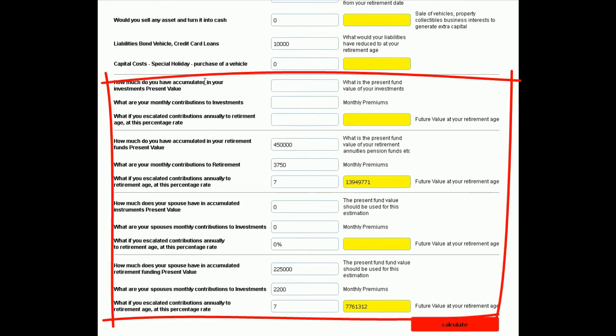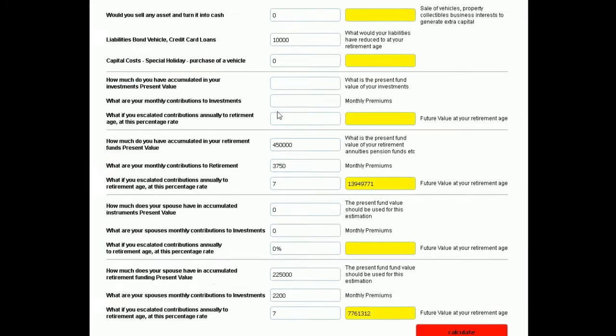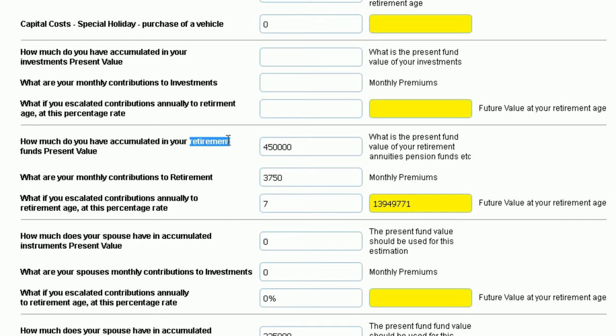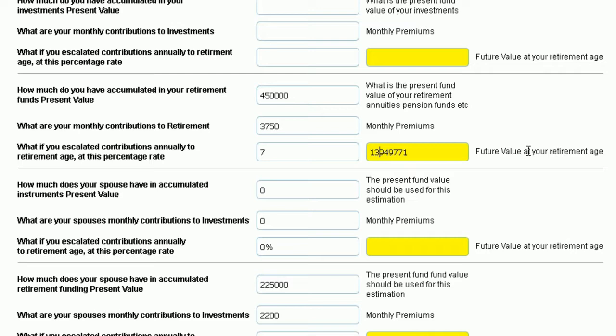The first is Mr. Soap's investment values. He doesn't have any investments, so the fields are blank. His retirement fund present values amount to 450,000 Rand present value in his pension fund in the group scheme at his office. He's contributing 3,750 Rand a month, which escalates at 7% per annum and will mature at an estimated value of 13.9 million Rand.